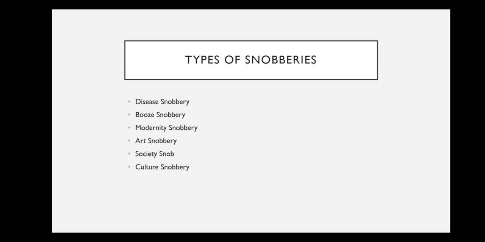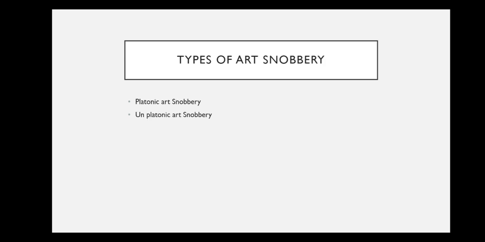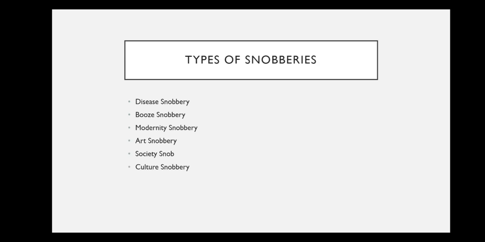Then we come to art snobbery. Art snobs are people who think that they know much more about art than other people. Among art snobs, there are two categories that Huxley talks about. One is the platonic art snob, and the other is the unplatonic art snob. Platonic art snobbery is a branch of culture snobbery. He has used another term also, that is culture snobbery. So art snobbery and culture snobbery are interrelated. They are slight variations of each other.